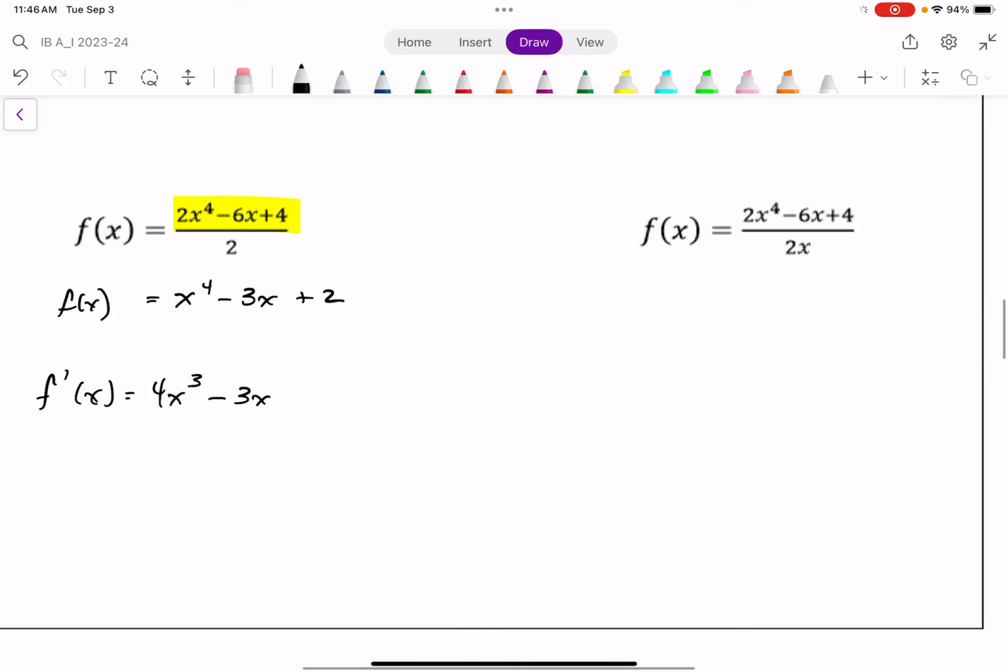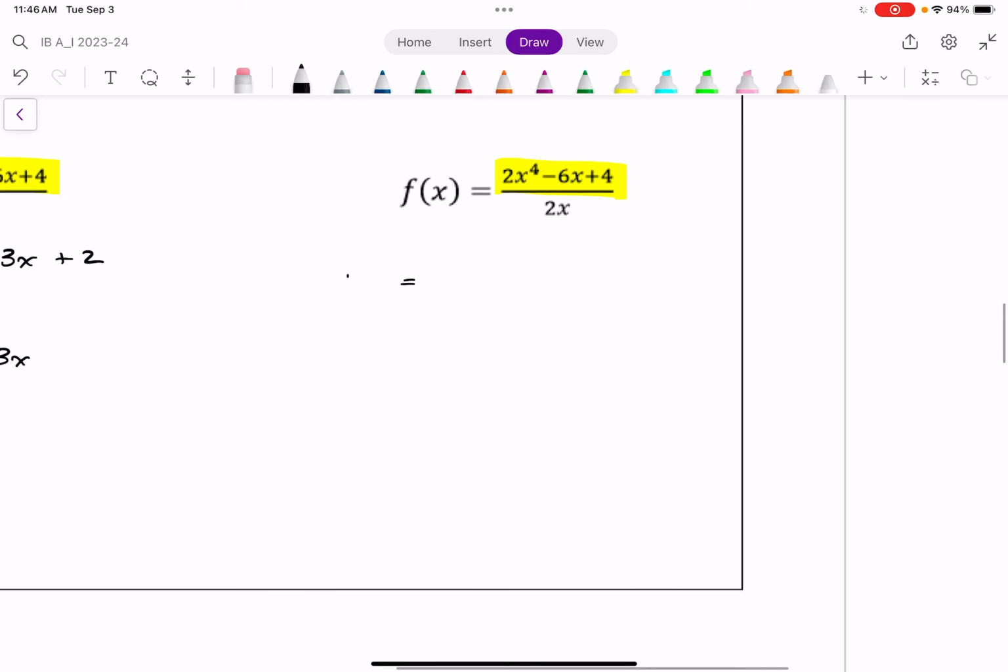And so lastly, I have that same polynomial now being divided by 2x. So same idea, I want to take everything up here and divide by 2x, which means, keeping this as f of x for a moment, 2x to the power of 4 divided by 2x is x cubed. Minus 6x divided by 2x is just minus 3. And 4 divided by 2x, I can write that as just 2 times x to the negative 1, or 2 over x. The reason I'm writing it as 2 times x to the negative 1 is, as we've seen, writing fractions or denominators with a negative exponent is quite pleasant for finding derivatives.